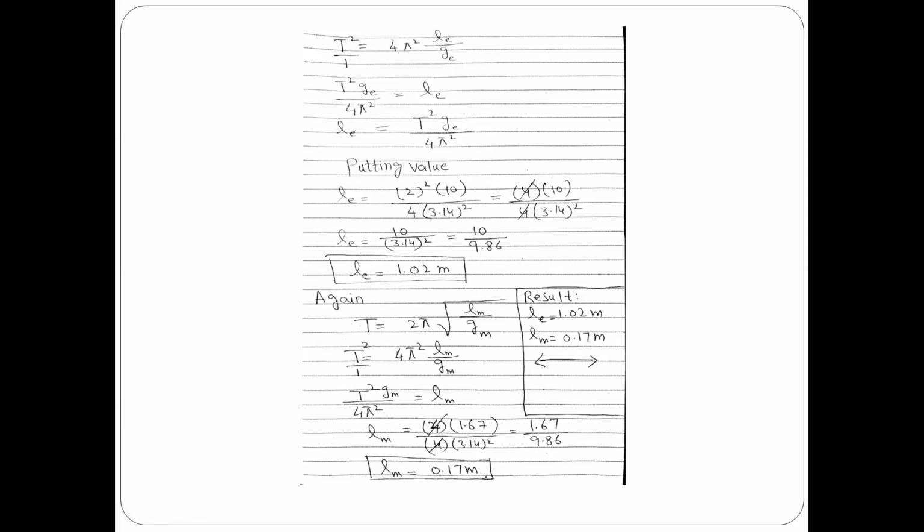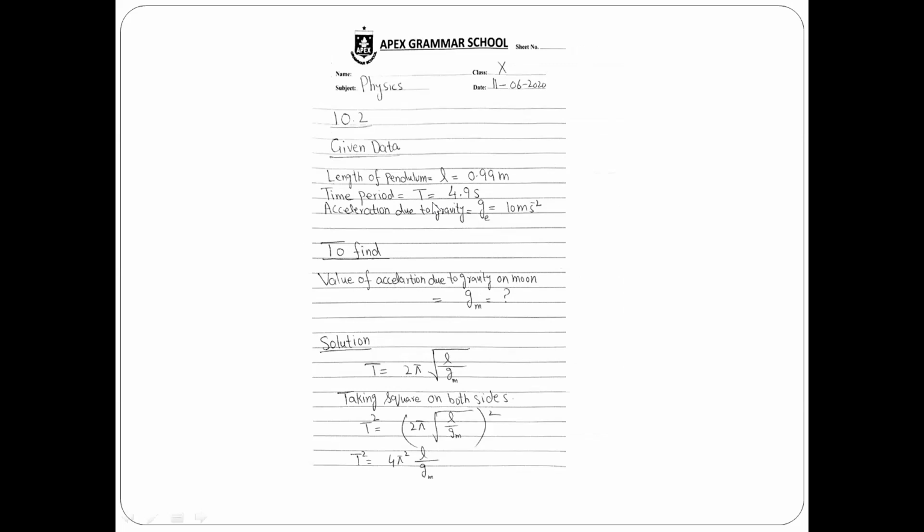Now we move towards second numerical, which is 10.2. I read the numerical for you first. A pendulum of length 0.99 meter is taken to the Moon by an astronaut. The period of the pendulum is 4.9 seconds. What is the value of G on the surface of Moon? In this numerical, we need to find out value of G, acceleration due to gravity on Moon.